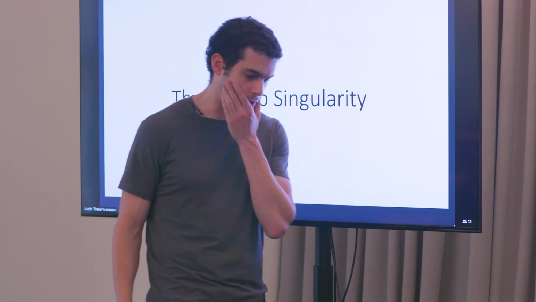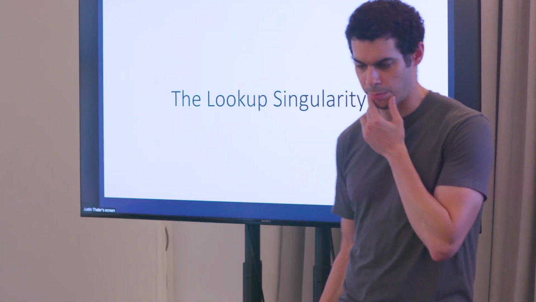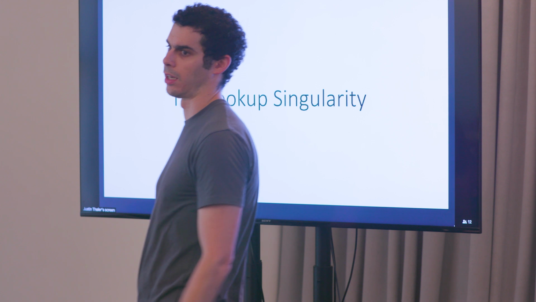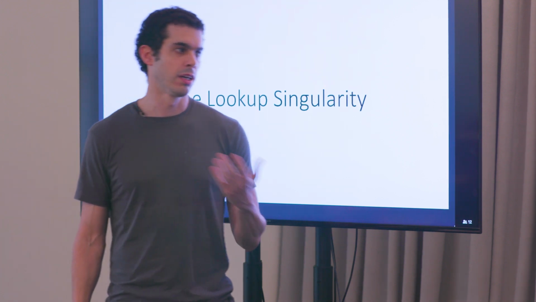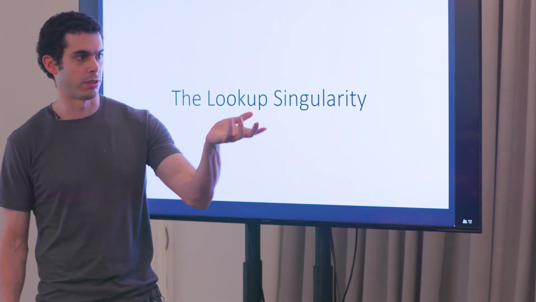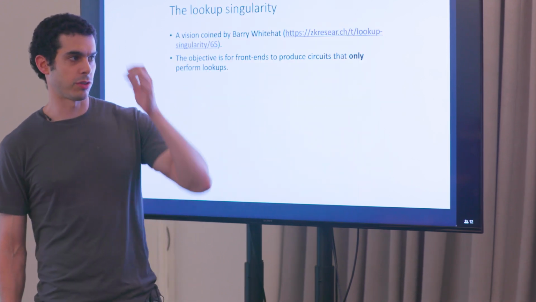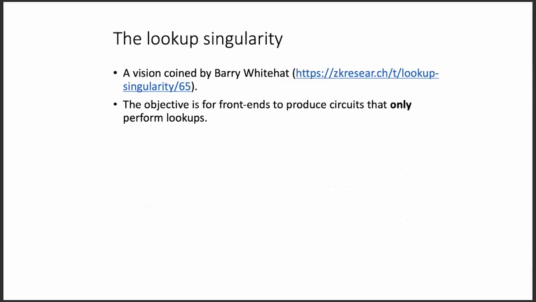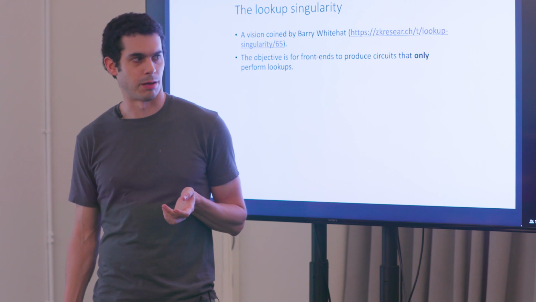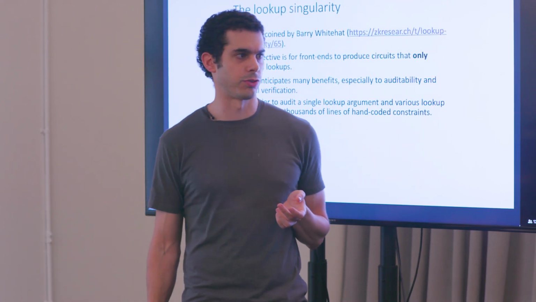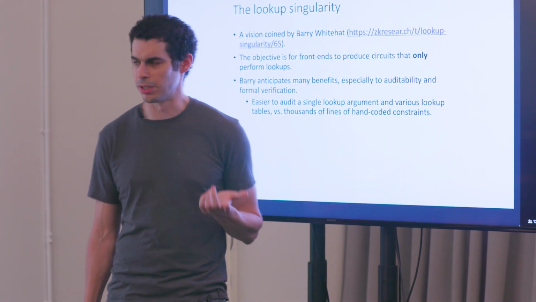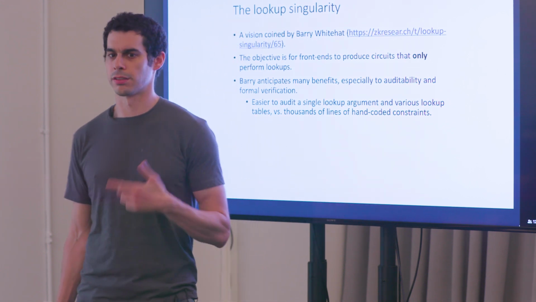Okay. So I wanted to begin today, before I dive into the technical details, by giving a little more context for Lasso and Jolt. I want to explain what this term lookup singularity means from the title. This was a term and a vision put forth by Barry Whitehat in a ZK Research Forum post. It basically means producing circuits that only do lookups. Barry's motivations described in the post were mostly about auditability and formally verifying correctness of the SNARK.